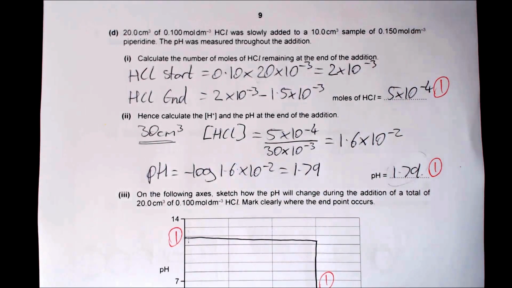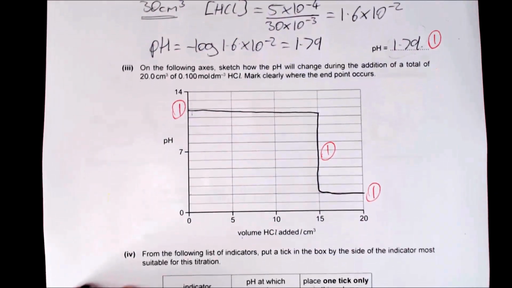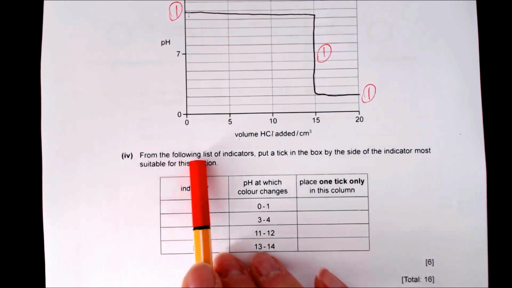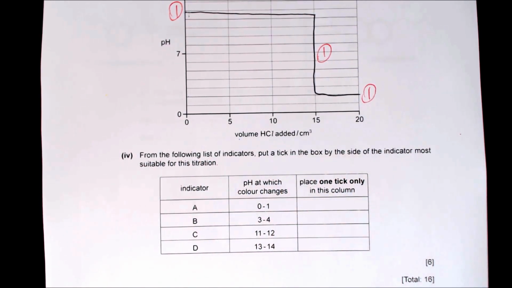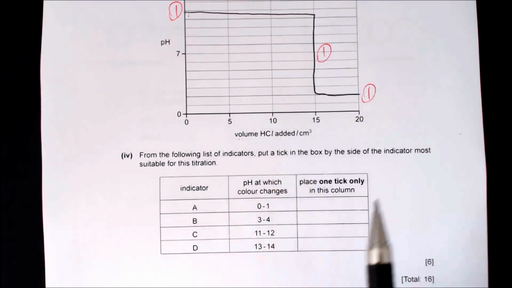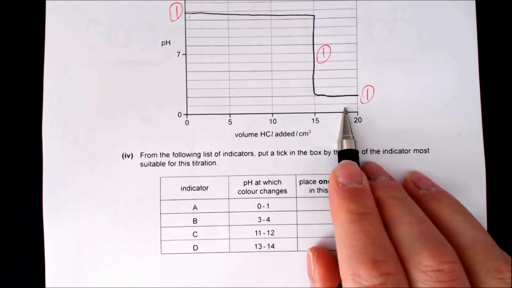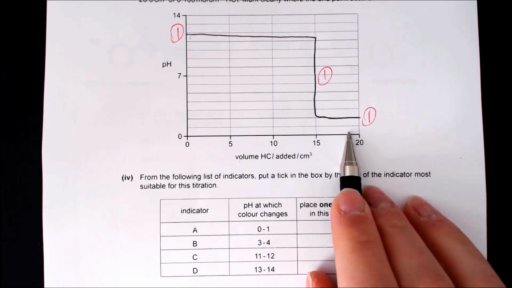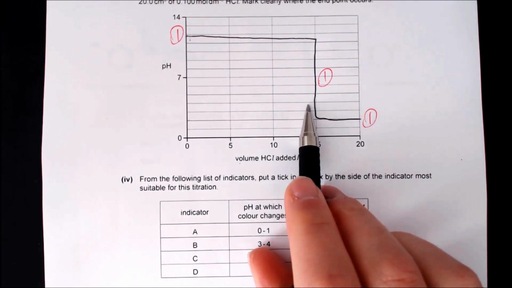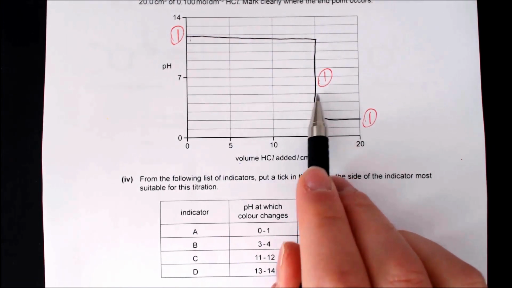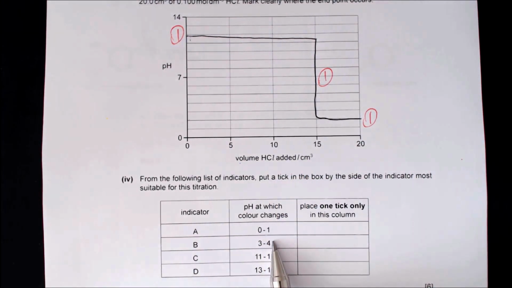Okay, so once we've got our graph drawn, then obviously it's asking us about the indicator, which is probably the natural thing for it to ask. It says, from the following list of indicators, put a tick in the box by the side of the indicator most suitable for this titration. So we're looking for an indicator that changes within the endpoint range. 0 to 1 will not change because the graph doesn't even go down that low, as you can see. 3 to 4 is pretty okay because we've got 3 there and we've got 4 up here. So that will change within the endpoint. So that's fine, that one.